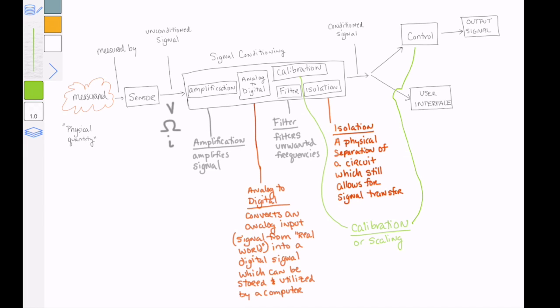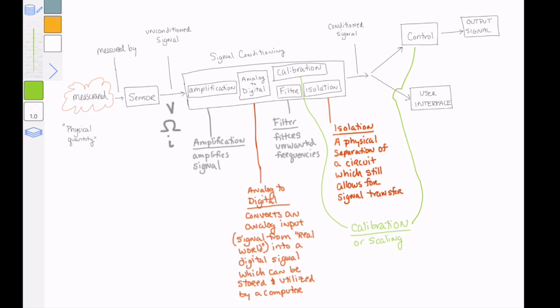We aren't going too in-depth into signal conditioning because you'll learn more about these types of devices in other classes. For example, amplification and filters, you'll learn about in electronics. Analog to digital devices, you'll learn about in digital logic. But calibration is the thing we want to focus on here.